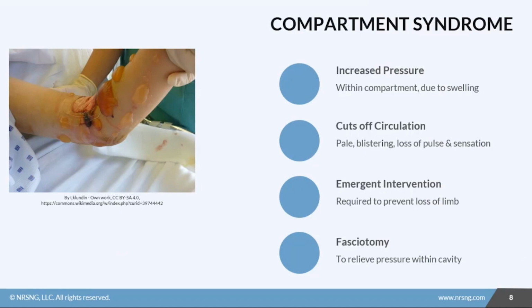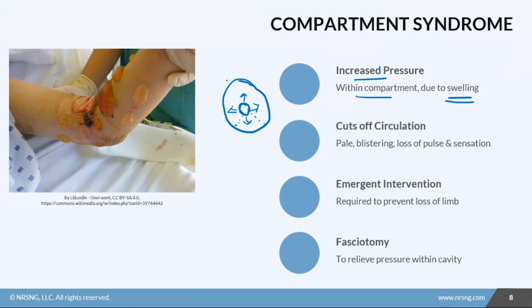The second major risk with fractures is called compartment syndrome. As with any injury, there's going to be an inflammatory response and swelling at the area. So if this is the patient's bone and this is the muscle around the bone, as this swells around this area, it can cause increased pressure in this muscle compartment. Okay, so increased pressure within the compartment.